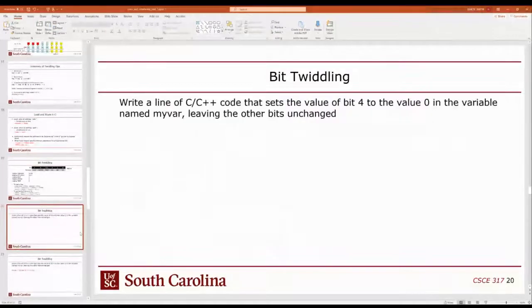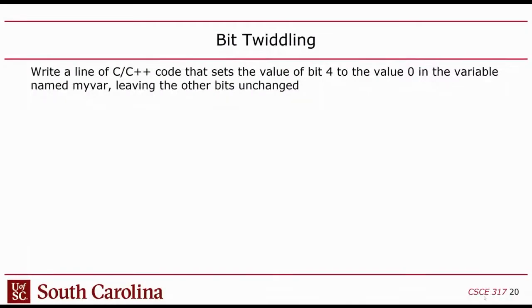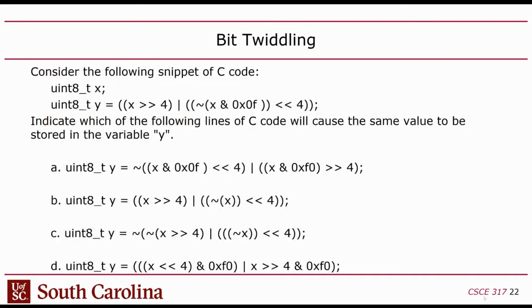Okay, so this is a question from the exam last spring, the last time I taught the course. Write a line of C code that sets the value of bit 4 to 0 in the variable named myvar, leaving the other bits unchanged. And the answer is, I take 1, shift it by 4 to the left, negate it, and then AND with myvar, and that'll clear out bit 4. That's an easy one. This is a hard one.